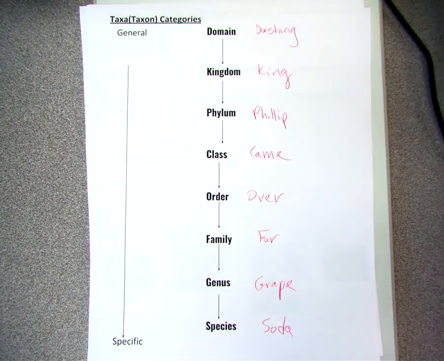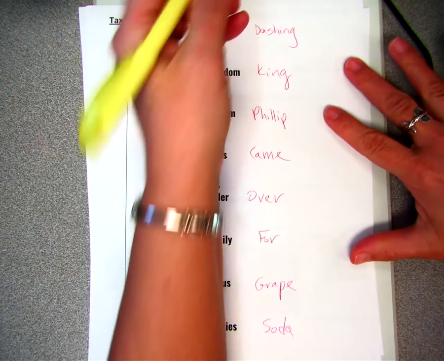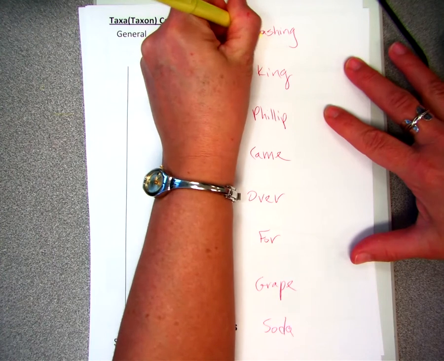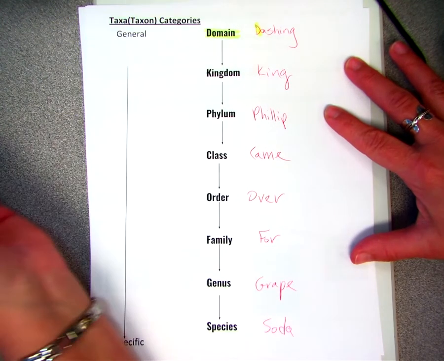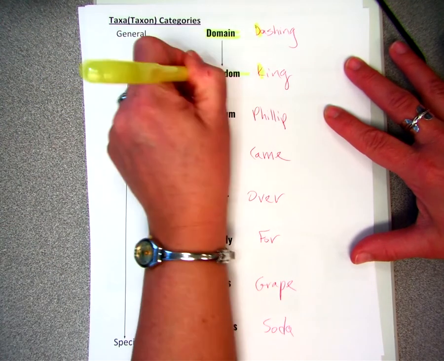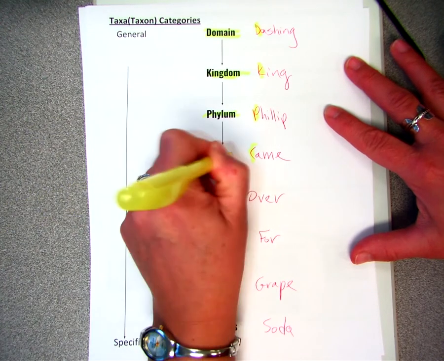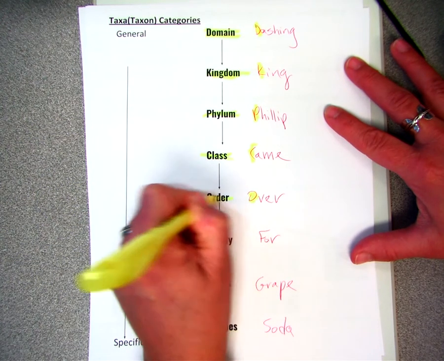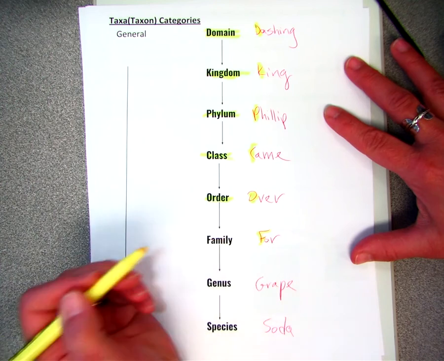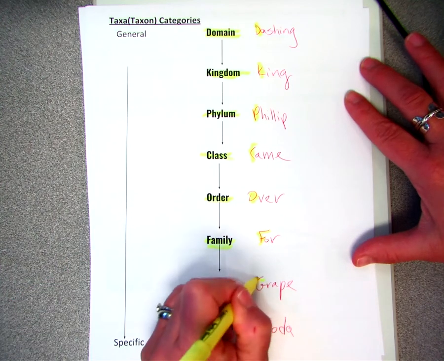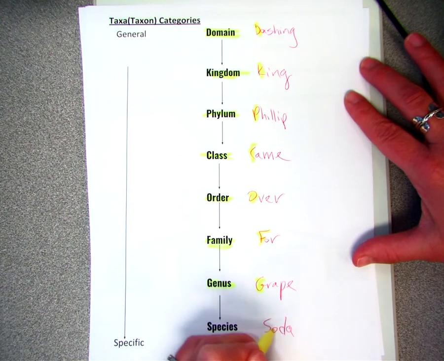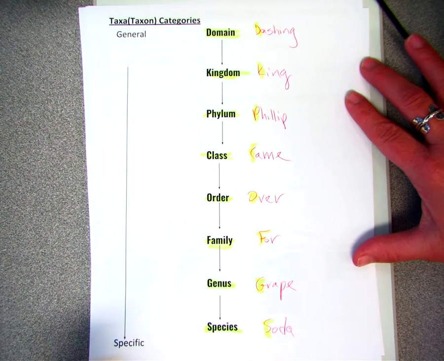So this little trick, the first letter, helps you to remember. D is for the taxa domain. K, kingdom. P, phylum. C, class. O, order. F, family. G, genus. S, species.